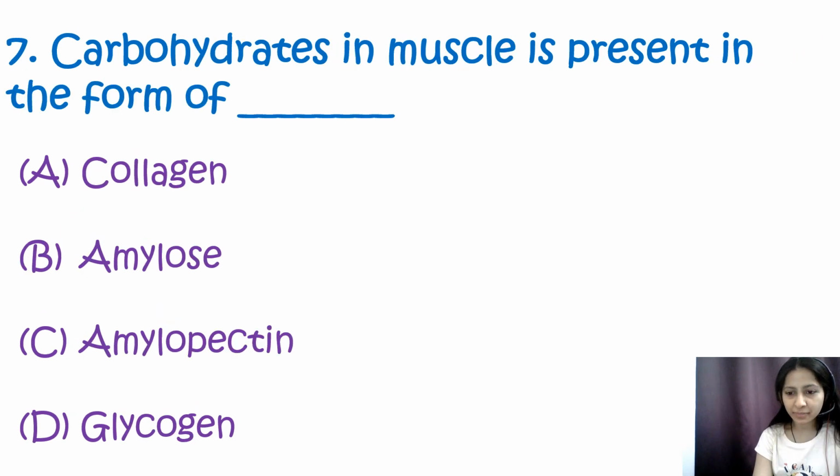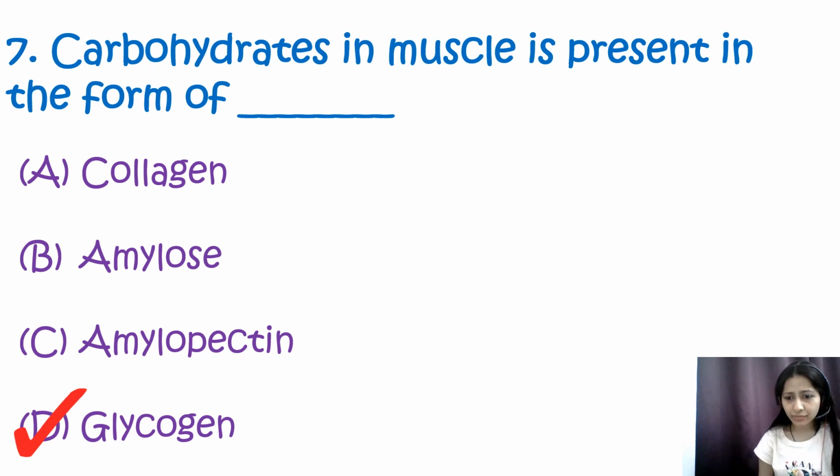So question number 7. Carbohydrates in muscle are present in the form of, options are collagen, amylose, amylopectins and glycogen. So over here my correct option is D, that is glycogen. So we know that glycogen is actually a primary storage form of carbohydrates, and it is mainly found in our liver and in the skeletal muscles.